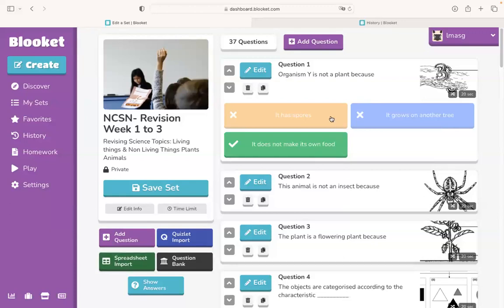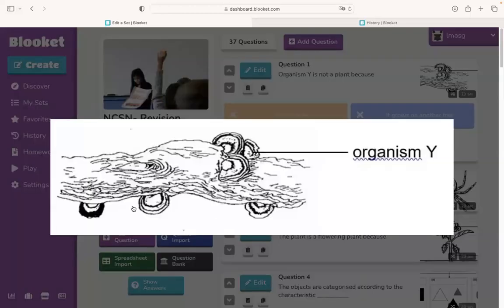Okay, so organism Y is not a plant because it does not make its own food. As you can see on the picture, there is no sign of leaves. And no leaves means it can't make its own food. All right.